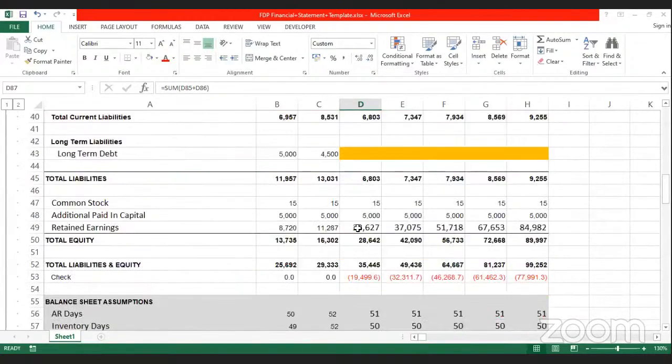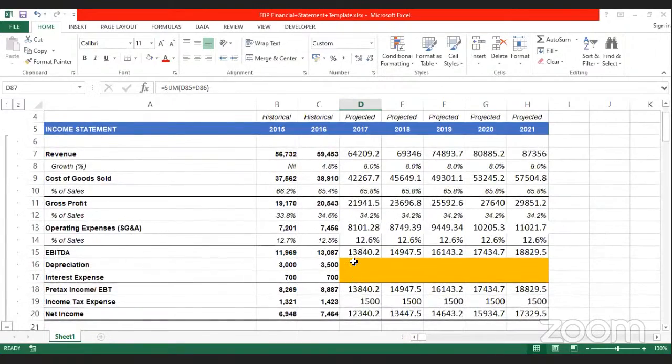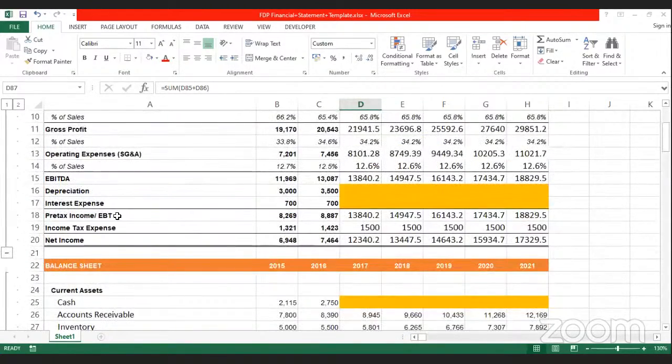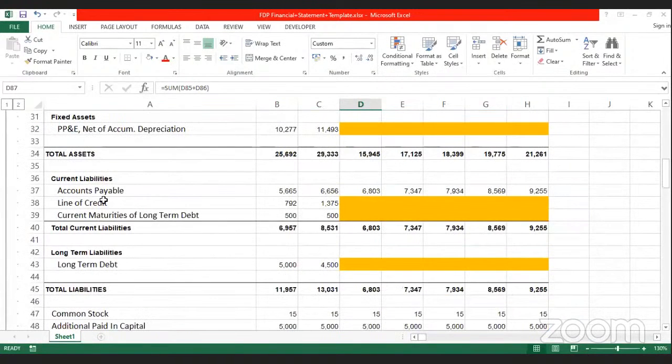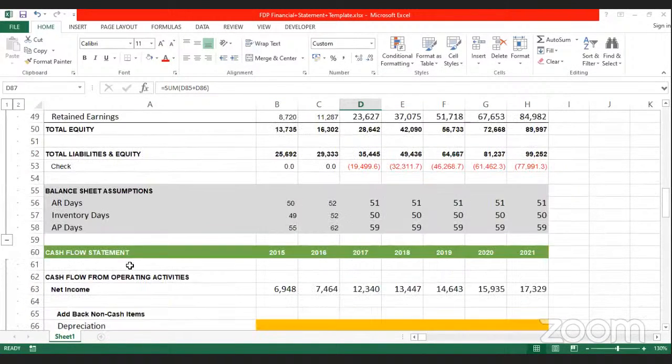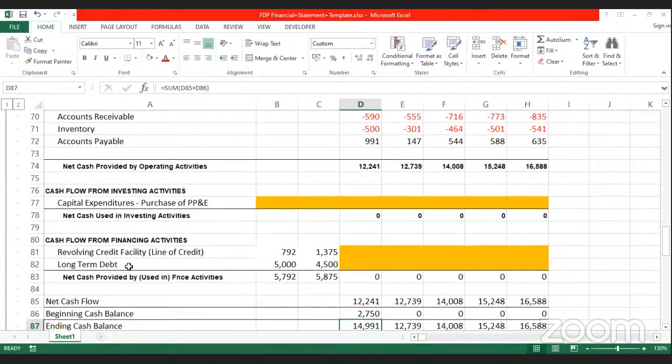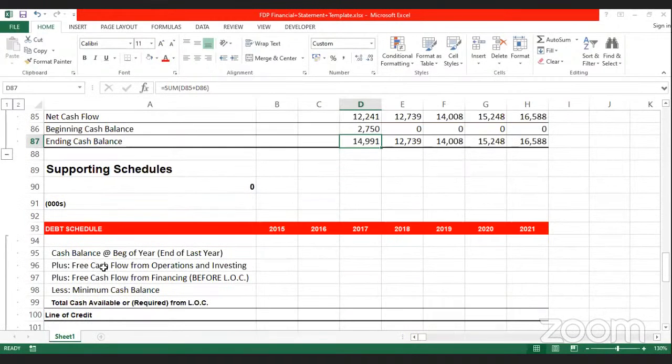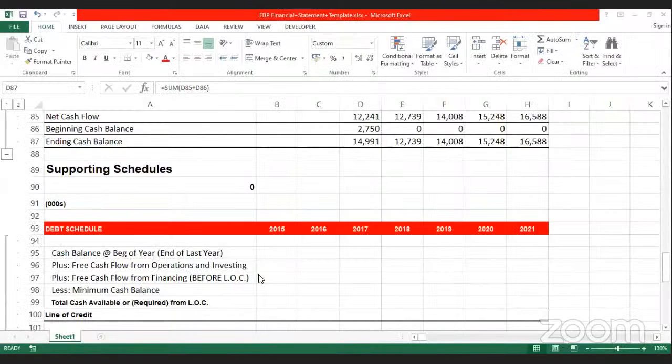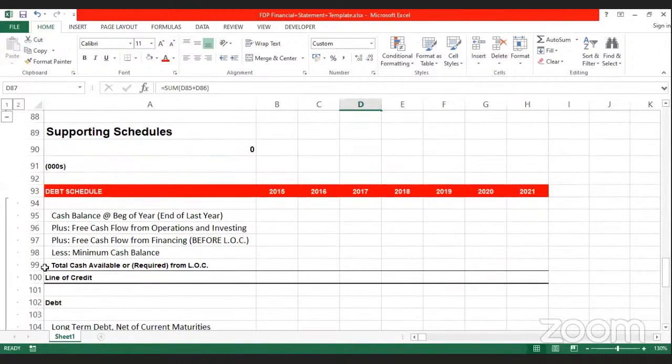Now next, these 3 statements are done, but there are few items which we have not calculated: depreciation, interest, cash, PPE, line of credit, maturity, and long term. So one by one, let's start calculating these. The first thing we have to do is our debt schedule. With the help of the debt schedule, I'll come to know what my actual line of credit amount is, what interest I am paying, and what is left with me. So starting with the debt schedule.